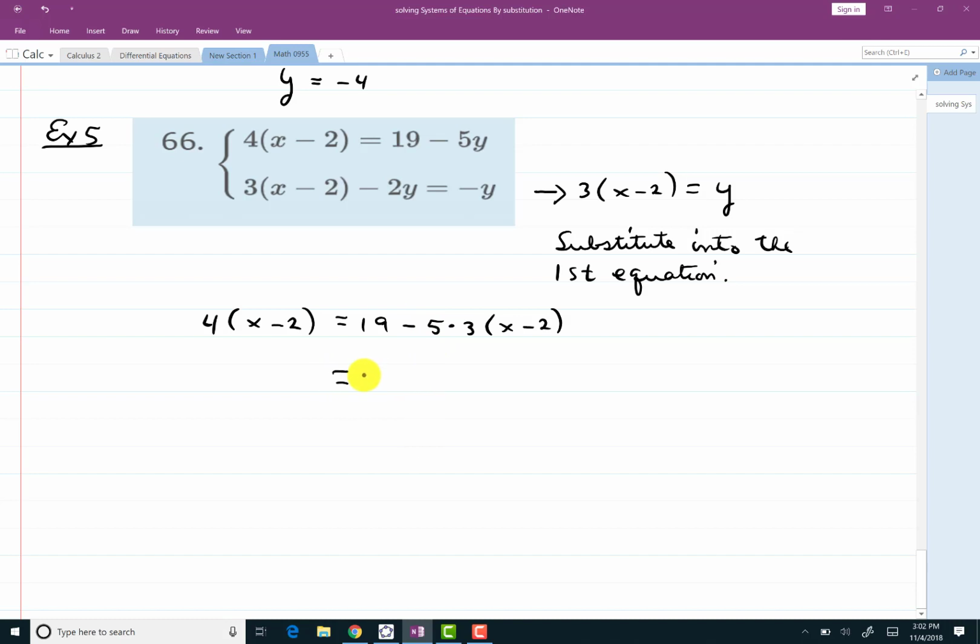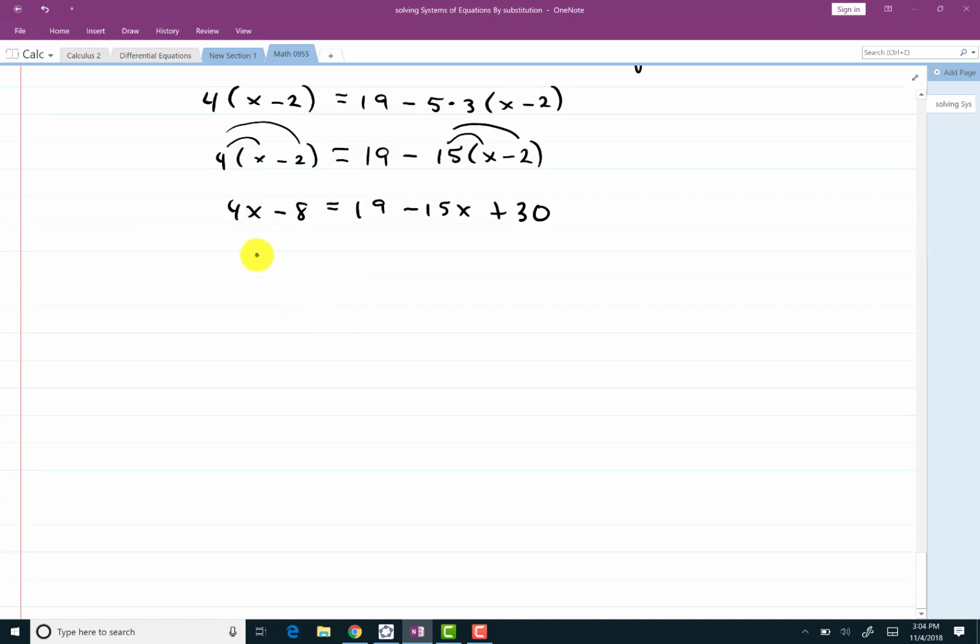Let me rewrite this equation as 19 minus 15 times (x minus 2), and the other side as 4 times (x minus 2). Now I'll go ahead and distribute as needed in order to try to get x by itself. All right, so I get 4x minus 8 equals 19 plus 30, which gives me 49 minus 15x. Now I'll go ahead and add 15x to both sides. So I get 19x minus 8 equals 49.